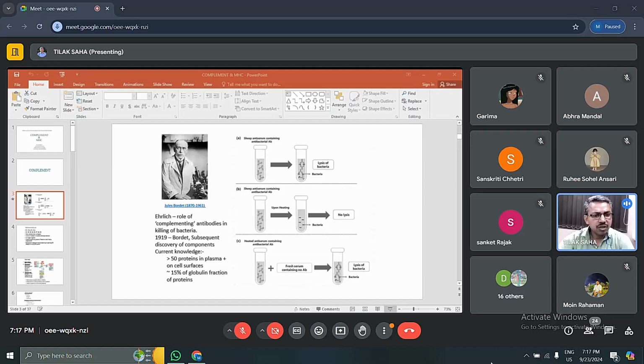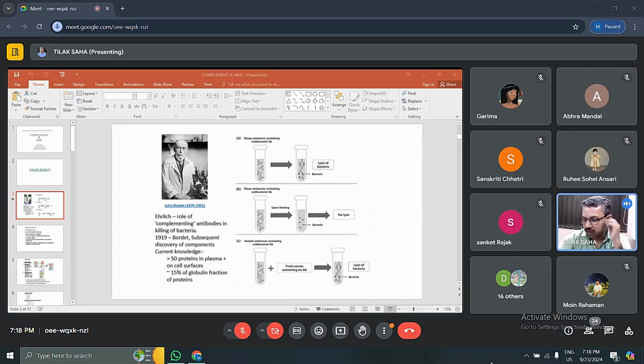These proteins assist antibodies, and later on different other aspects of the complement proteins were discovered. Initially, as it was established as an assisting factor for the antibodies, it was known as complement, which completes the activity of antibodies.